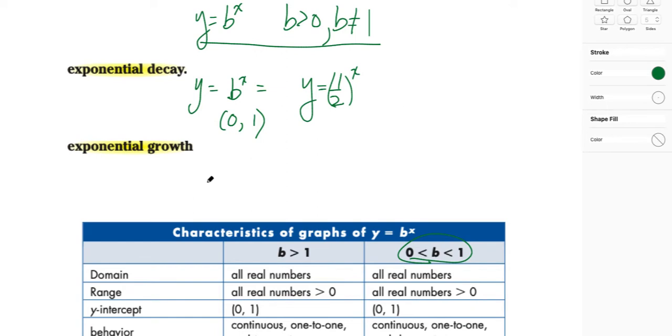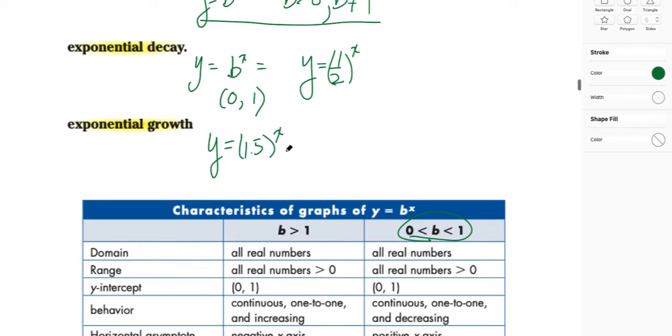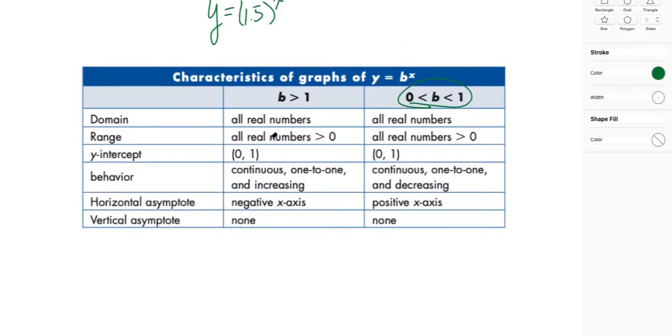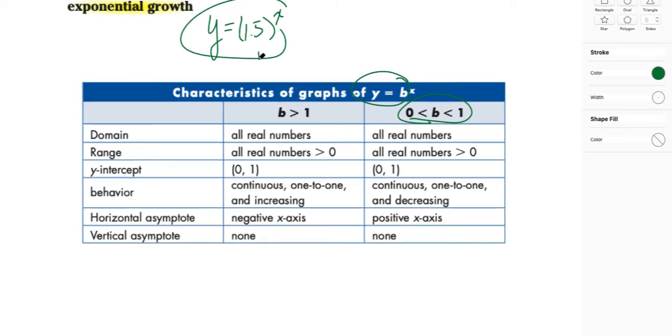Exponential growth will be the opposite. Your b value has to be greater than 1, because that's how you're going to get growth. Even if it's slightly greater than 1, you're going to get growth. So y equals b to the x, where b is just greater than 1, like 1.5 to the x power, is going to be exponential growth. And so you have this chart where we're thinking about the characteristics of this particular graph. When b is greater than 1, we see that the graph is going to be increasing. We see that the domain is all reals. I can put any old x value in there, and I'm going to see that all my numbers are going to keep growing.